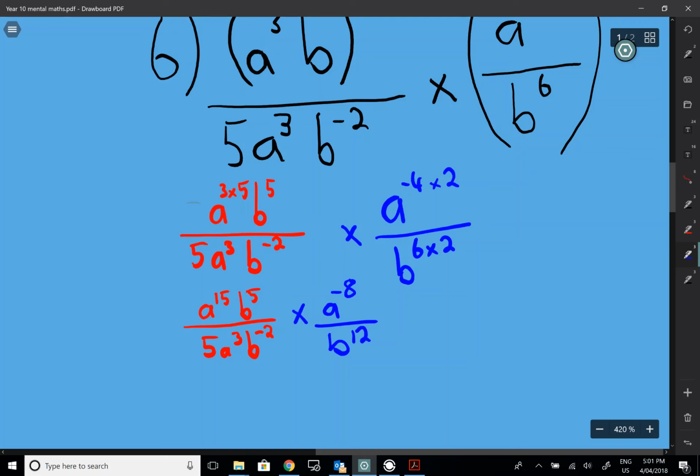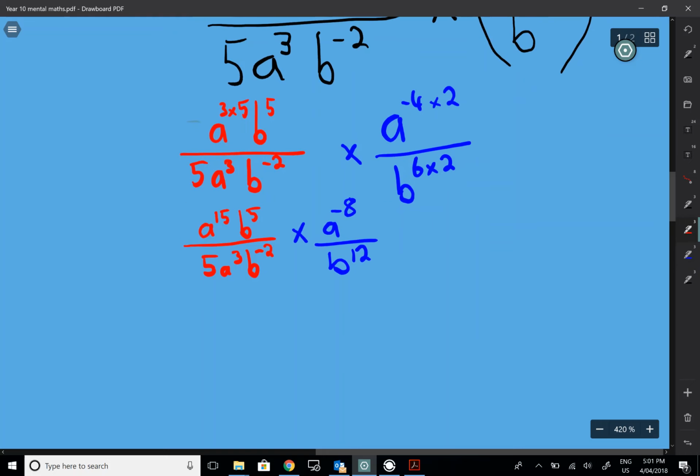I can now simplify this down even further. So if I look back over to this side, I have a 5, I have no other numbers. So what I can actually do is go 1 over 5 times a to the 15 over a to the 3 times b to the 5 over b to the negative 2. All I've done is split this up into its letters and numbers. Then because there's no a's on the bottom, I can just go a to the negative 8 on 1 times 1 on b to the 12.